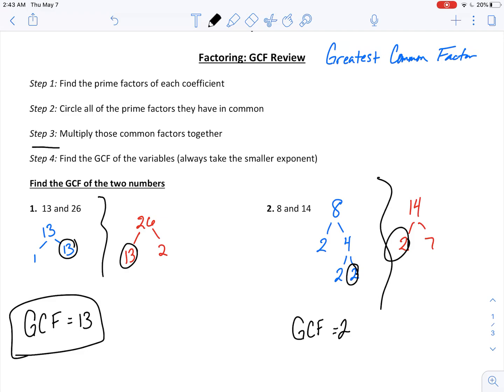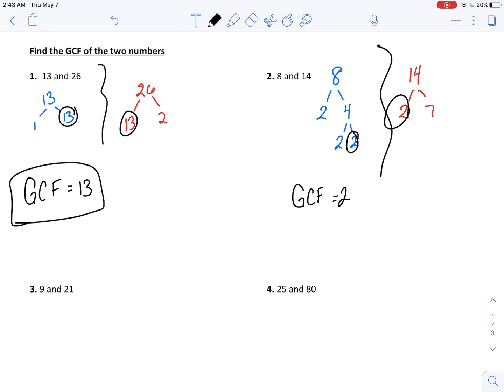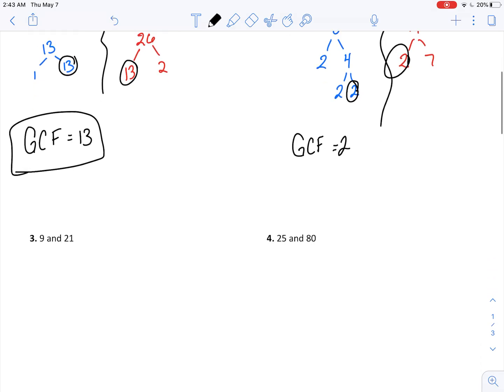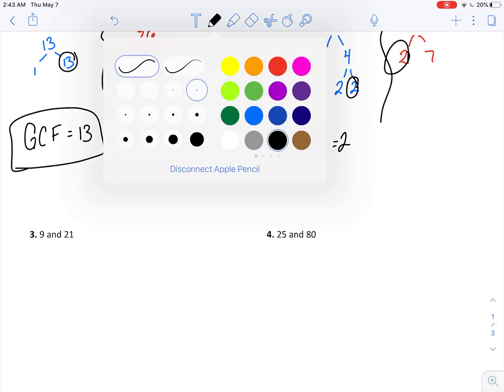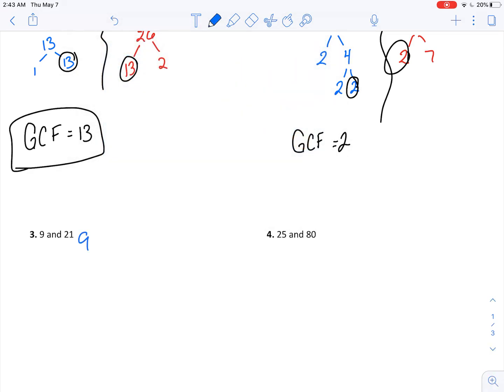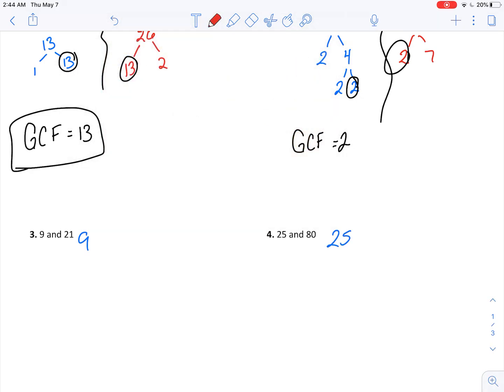And we haven't had to do step 3 yet, but we will in a minute. So steps 3 and 4 are coming up here soon. So 9 and 21 and 25 and 80. So I'll leave those two for you guys to try if you'd like to. So you can pause the video here and give these a shot.